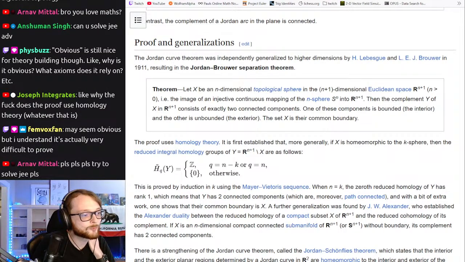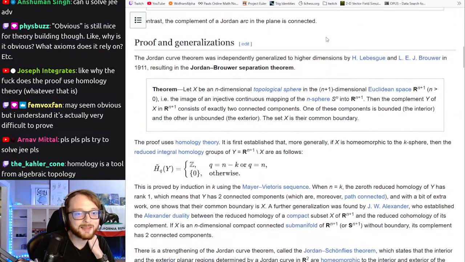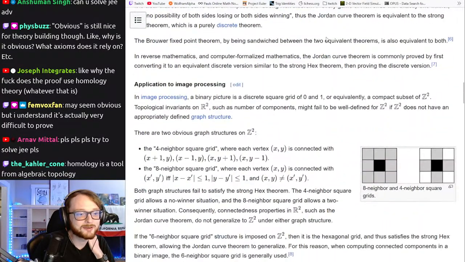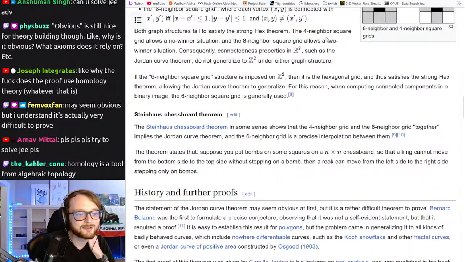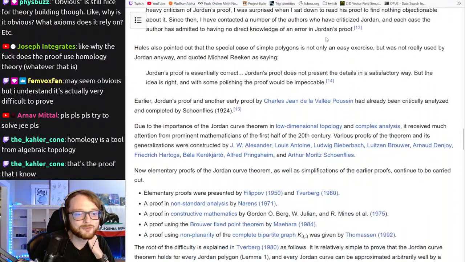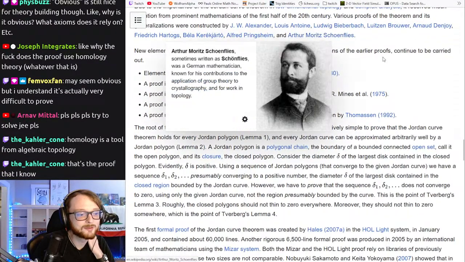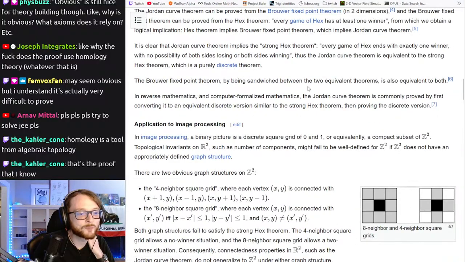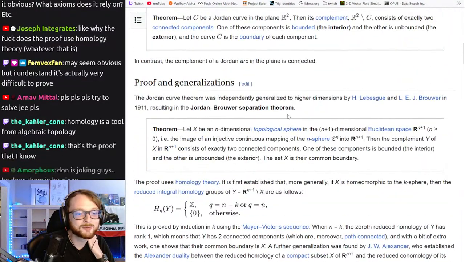Arnav, I've tried before. I can't do them. I've still nice for theory building though. Like, why is it obvious what actions to rely on? Fair, fair. Yeah, it's kind of amazing that it's so difficult to prove that. Homology is from algebraic topology. Okay.